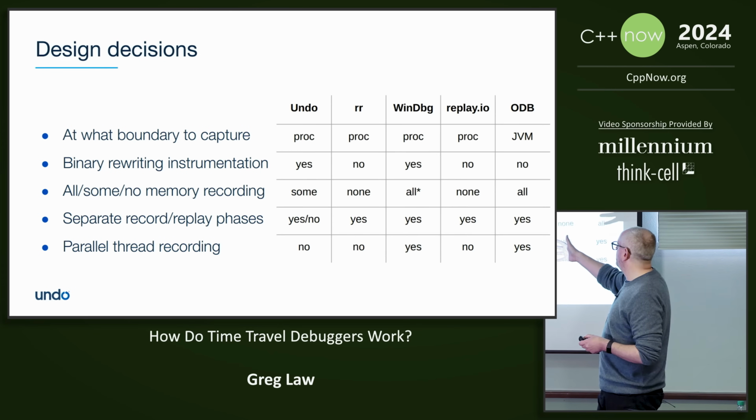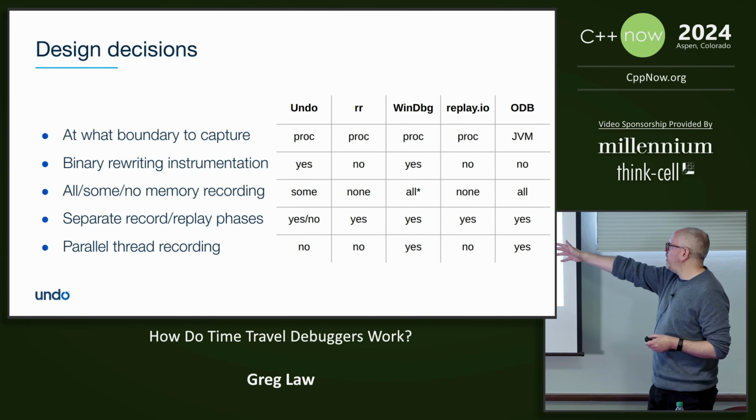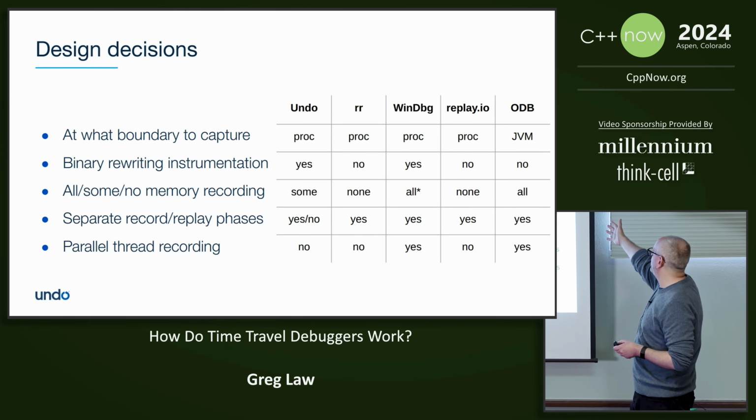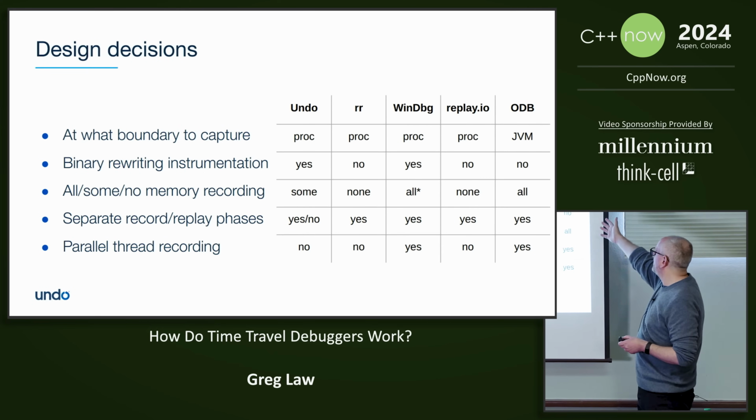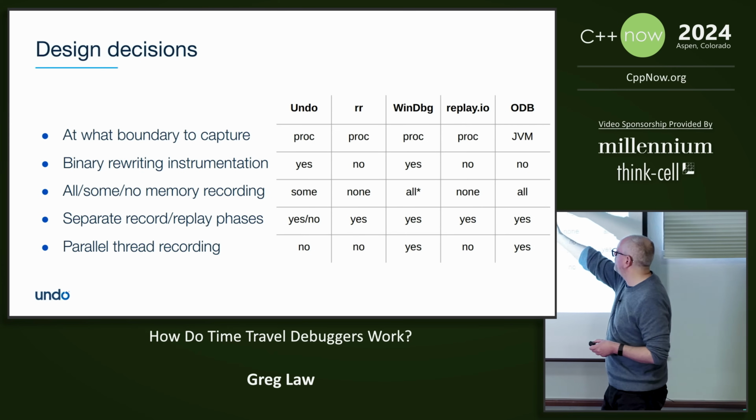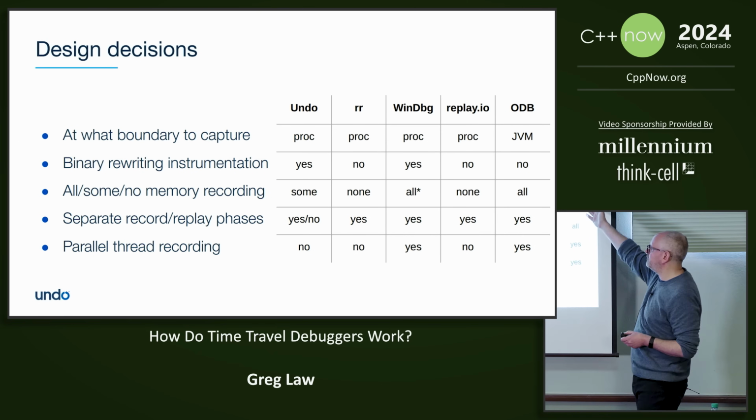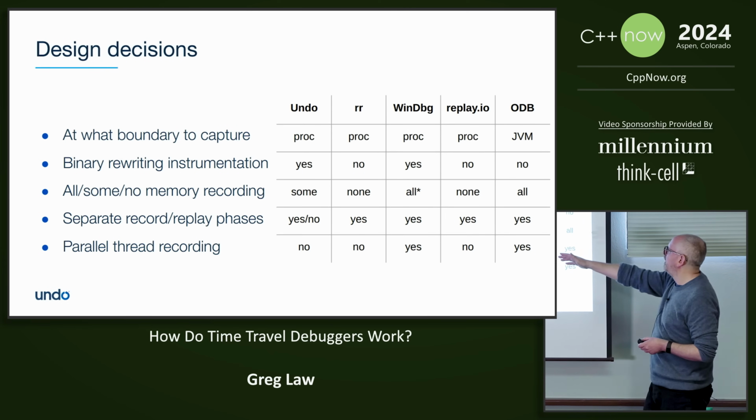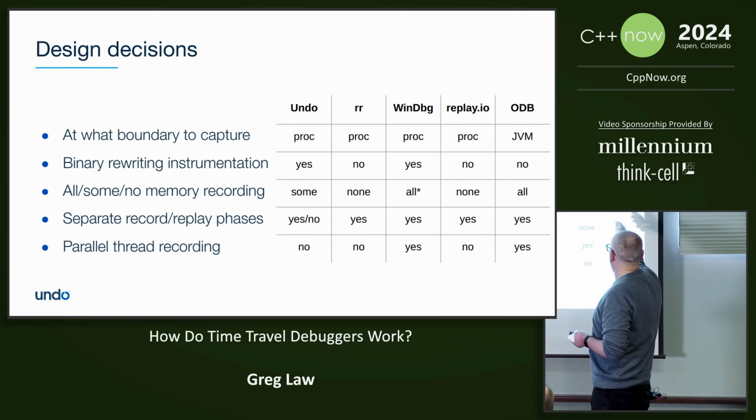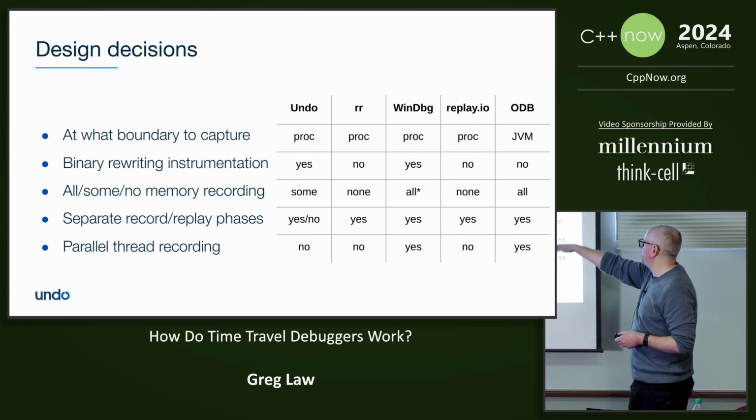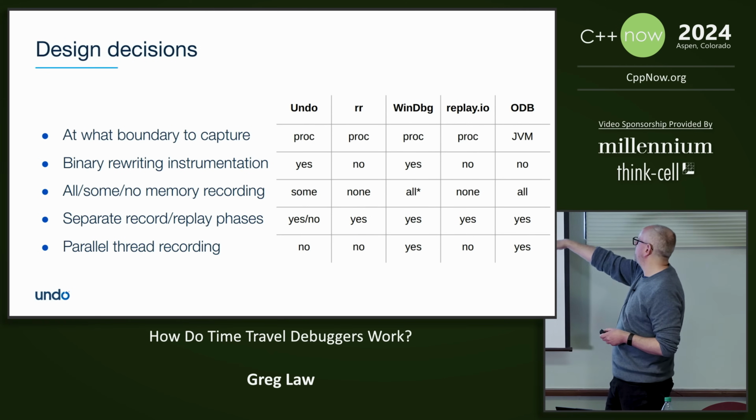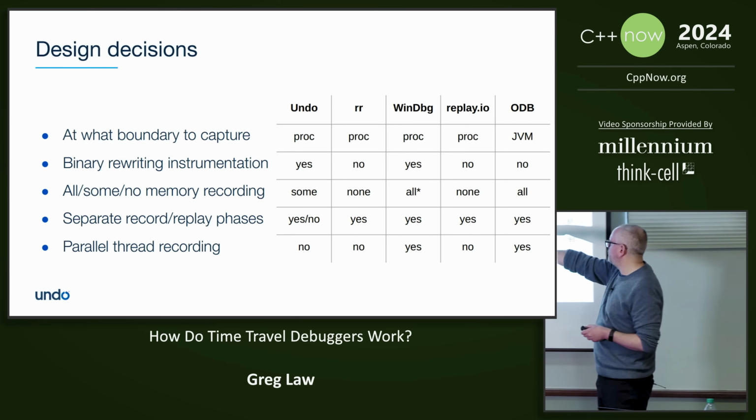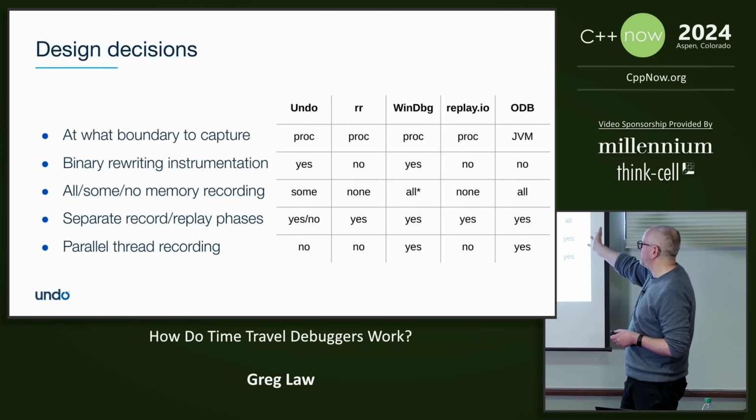So just to recap, we've got this question of what boundary to capture. ODB, that's an unfortunate acronym, but I'm going to say the omniscient debugger, is the only one of these examples that doesn't capture at the process boundary. And it's the only one that's not in serious use. Binary rewriting instrumentation is a bit of a mix. So Undo does it, RR doesn't, WinDbg, sorry, that's TTD, WinDbg does it, Replay doesn't. All or some recording of memory, so I just talked about that.